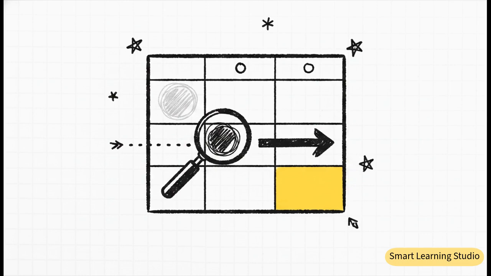That FALSE at the end? That just means we want an exact match, no guessing allowed. And boom, the result? Excel instantly retrieves the name Hari.